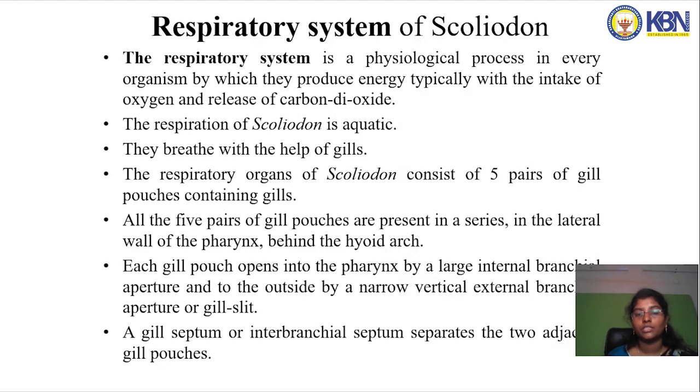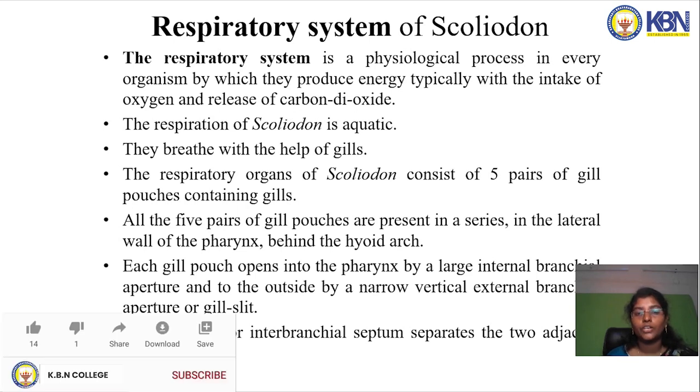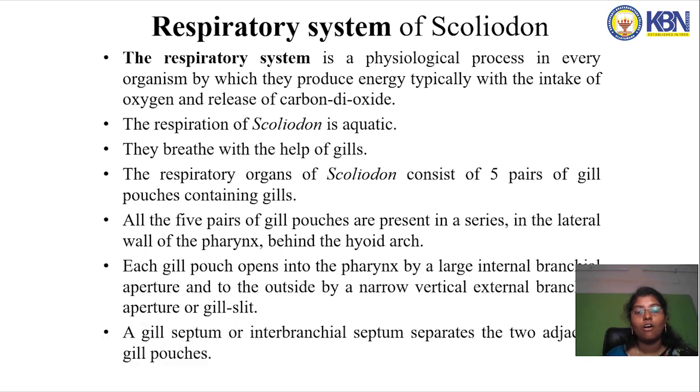Next, respiration. The respiratory system is a physiological process in every organism by which they produce energy, typically with the intake of oxygen and release of carbon dioxide. The respiration of scoliodon is aquatic. They breathe with the help of gills. The respiratory organs of scoliodon consist of 5 pairs of gill pouches containing gills. All the 5 pairs of gill pouches are present in series in the lateral wall of the pharynx behind the hyoid arch.